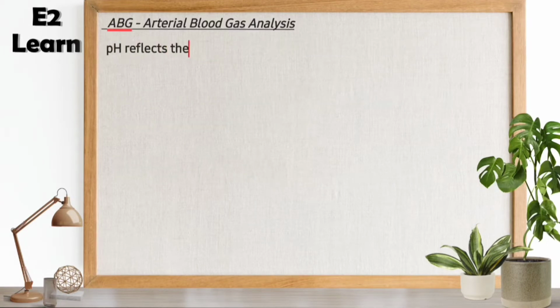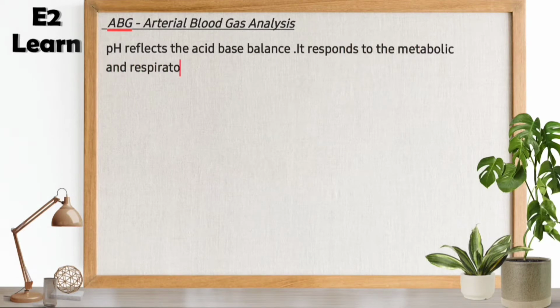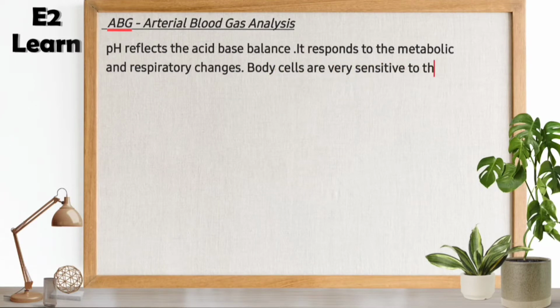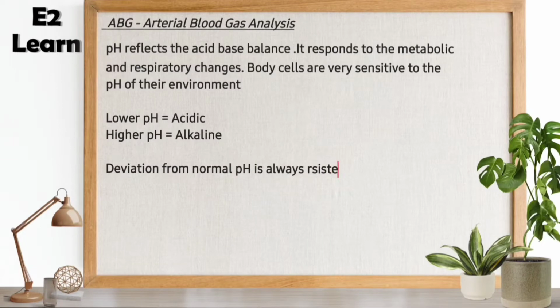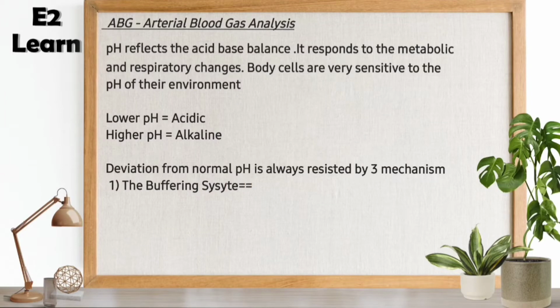The pH reflects the acid-base balance and it responds to the metabolic and respiratory changes. The body cells are very sensitive to the pH of their environment, and hence if a lower pH is identified in an ABG, it is termed as acidic. If a higher pH is identified, it is called alkaline. A deviation from normal pH is always resisted by three mechanisms in the body: the buffering system over the body and the body fluids, the lungs, and the kidneys.